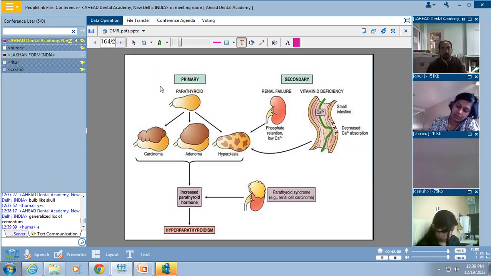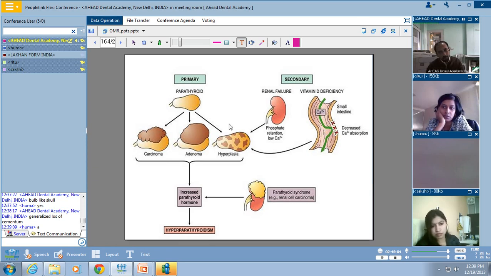Just a very quick recap. I will not be taking much time on this. There are three types of hyperparathyroidism. Which is the commonest type? It is the secondary type. Remember, it is not primary. Secondary hyperparathyroidism is the commonest of the three. In the primary type, primary can occur through carcinoma, adenoma, or hyperplasia, and adenoma is the commonest. Tertiary is the rarest, less than 0.1%. 99% is secondary, 0.9% is primary, and 0.1% is tertiary.